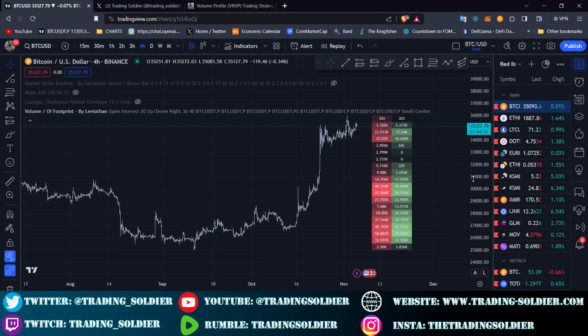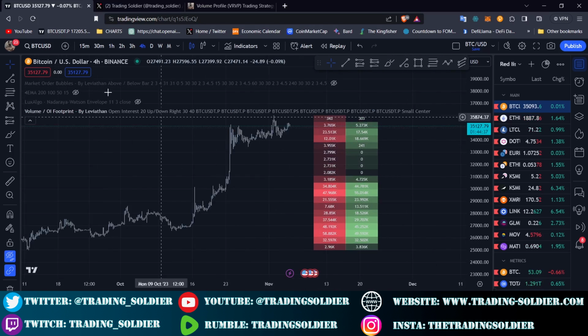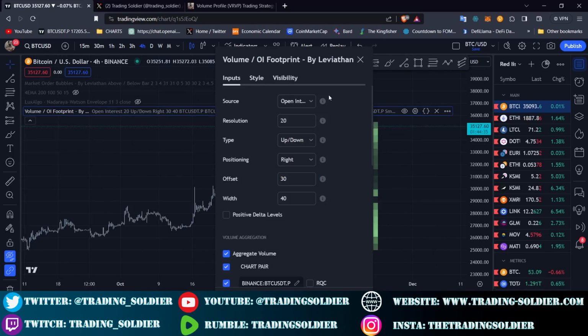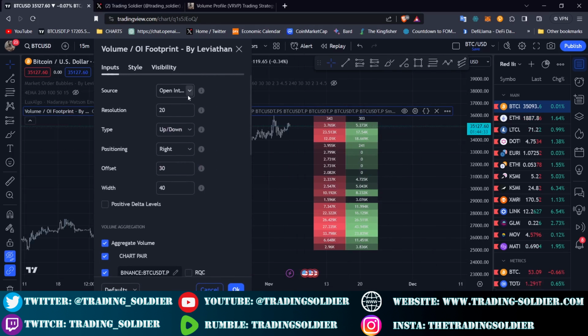Okay, you see here the footprint chart that we see here. If we switch to volume, for example, this data changes, because it's taking into account only the volume transacted in the candles in this visible range. And if you switch to open interest, you will take into account the open interest.